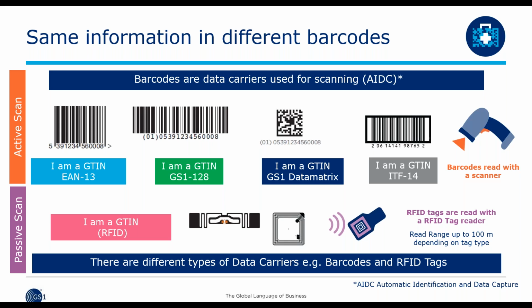So all of these different types of barcodes would have the same information, and they're read by a barcode scan. The same information around a GTIN can also be included in an RFID tag. An RFID tag doesn't need to be scanned. It's automatically picked up when it passes a reader, be it a mobile reader or a fixed reader at a doorway, for example. So they're the different types of data carriers that can be used to carry the same information.